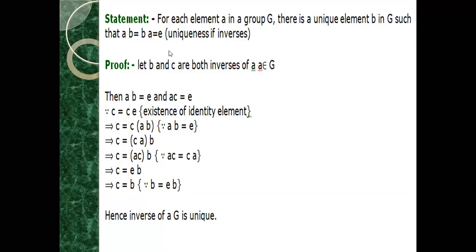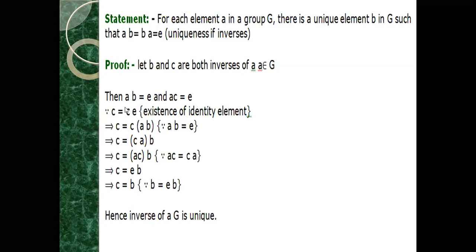Okay. So first we consider two elements. Let B and C be both inverses of A. We have to prove A has a unique inverse element. For that we consider A has two inverse elements, those are B and C. So then AB is equal to E. So what is the inverse law? B is an inverse element of A, so we can express AB is equal to E, and C is an inverse element of A, then we can express AC is equal to E by the inverse axiom.